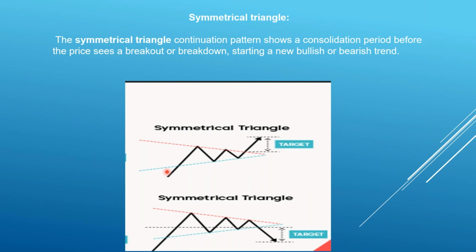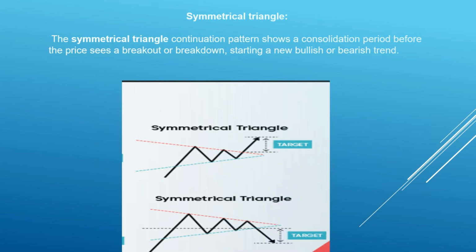And this is the symmetrical triangle. This is the most common. It's making lower highs and higher lows. So we can't be sure, but most of the time it will break and go in the same direction, though it can go in the opposite direction. You wait for the break and then you go with the direction of the break.